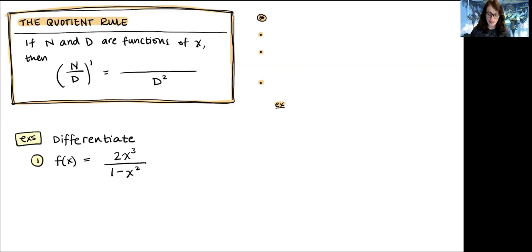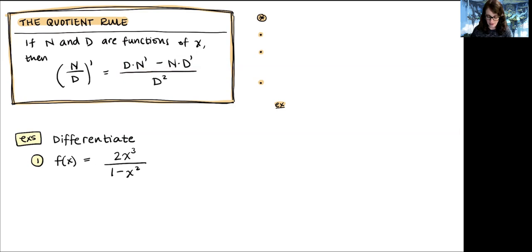In the numerator, what we get is the denominator times the original numerator's derivative, then minus the numerator times the original denominator's derivative. So it's the bottom times the derivative of the top minus the top times the derivative of the bottom. So the numerator here looks kind of similar to the product rule, except with a minus between instead of a plus. But it doesn't matter in this situation.